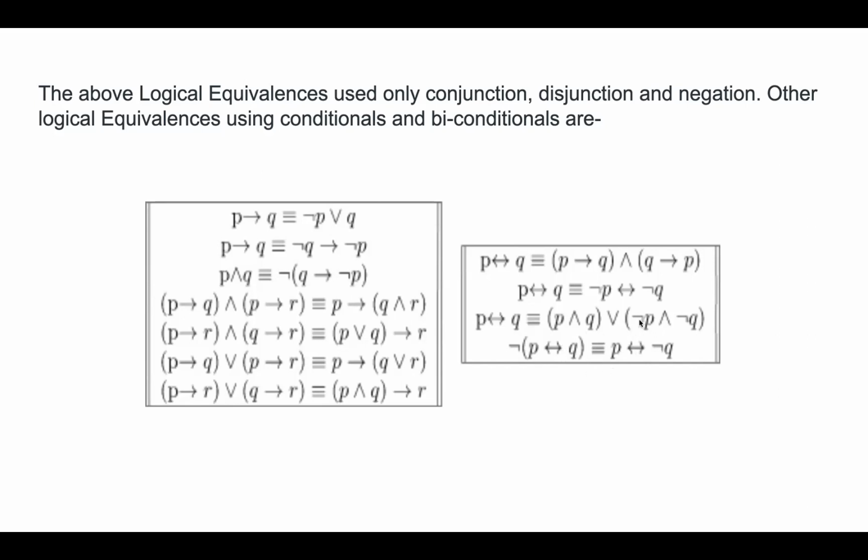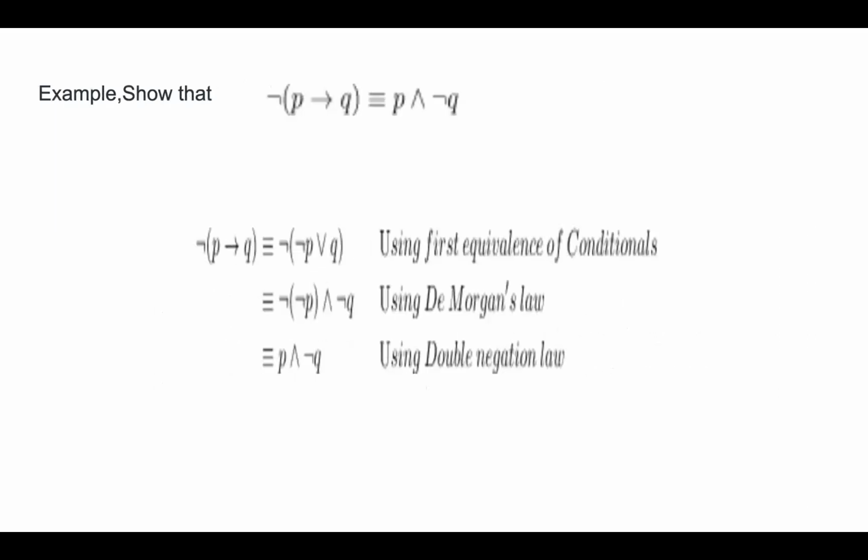Okay, now what we have to do is we will take the example: show that negation of P implies Q is equivalent to P and negation Q. Okay, now we'll see one by one. This is the solution for this. We will solve this with the help of already established formulas that we have.